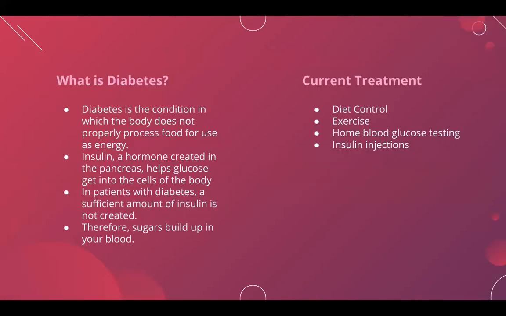So, what is diabetes? Diabetes is a condition in which the body does not properly process food for use as energy. Insulin, a hormone created in the pancreas, helps glucose get into the cells of the body. So, in patients with diabetes, a sufficient amount of insulin is not created. Therefore, sugars build up in their blood. Currently, diabetes is being treated with diet control, exercise, home blood glucose testing, and insulin injections.